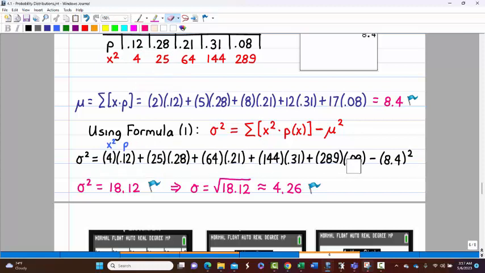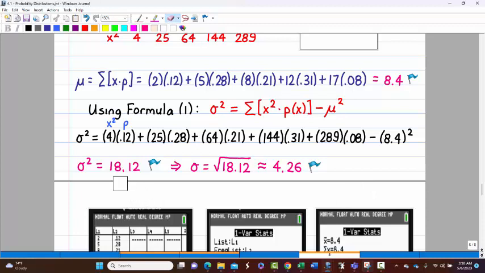You add those up, but that's not the answer for the variance. You do add those up, but you see right here, at the end, you subtract the square of that mean. So you subtract 8.4 squared, the mean. Back in the old days, when people were using calculators and doing the formula, they would often forget to subtract this part and just add those up. So your variance is 18.12, and your standard deviation is the square root of that, rounded to 4.26.